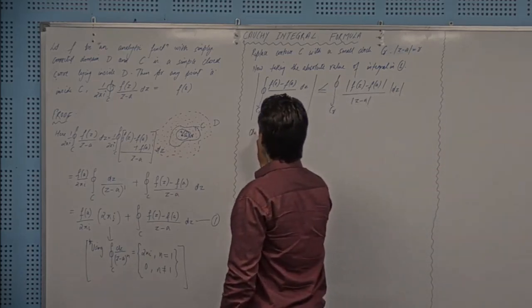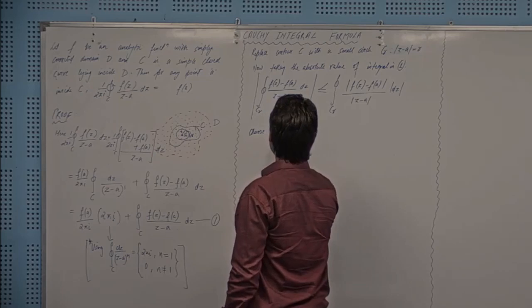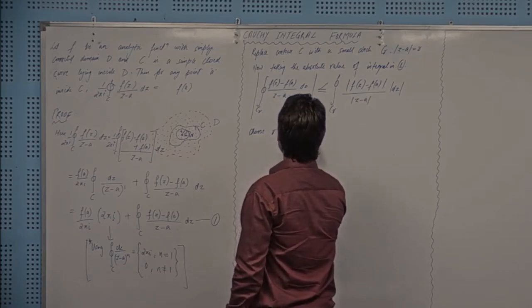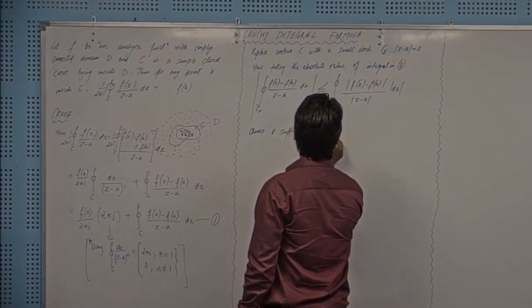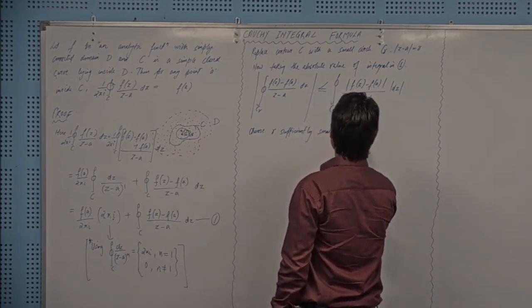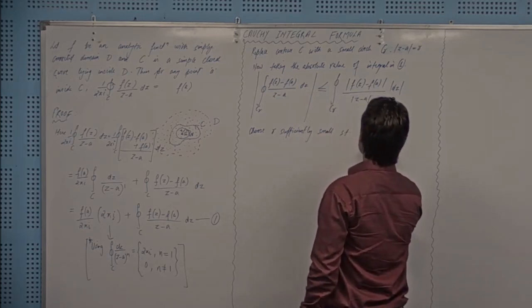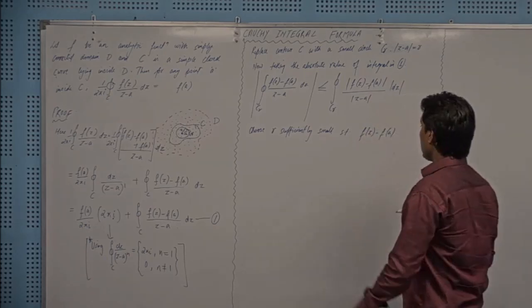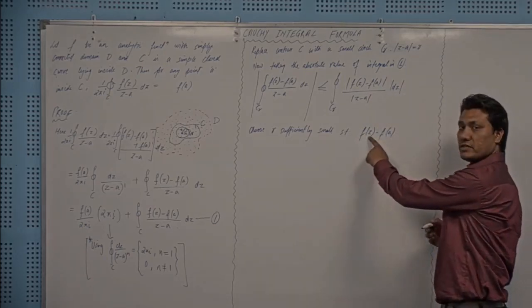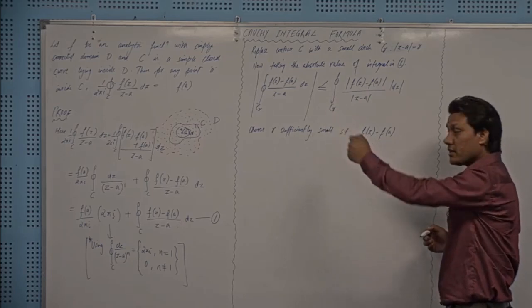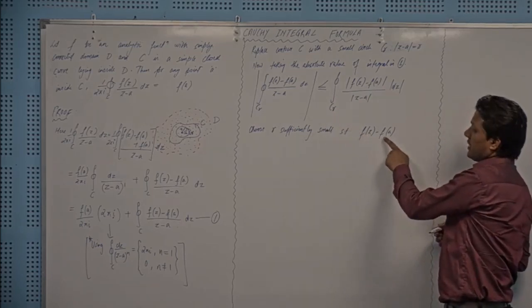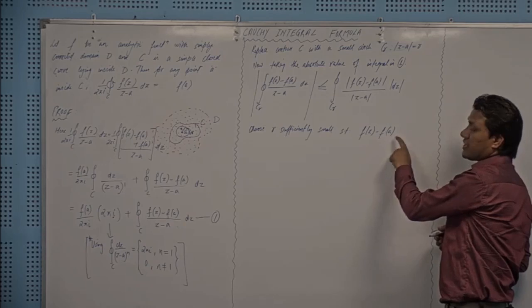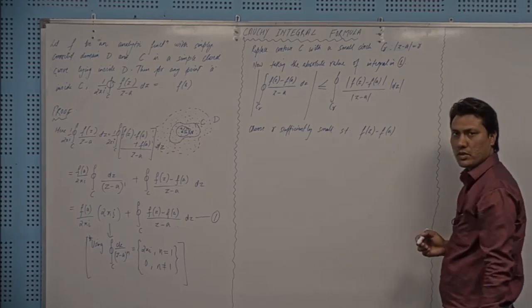So choose r sufficiently small such that this difference f(z) minus f(a), the difference between the value of the function at the boundary point of that circle C_R and the value of the function at the center of the circle, is almost equal.